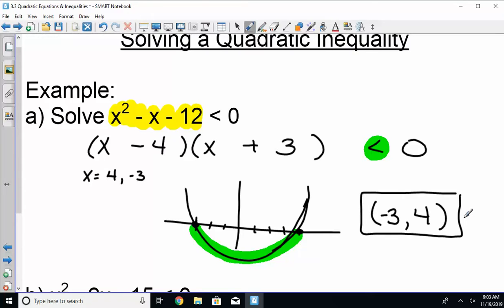So why did we have to go through the whole process of graphing and not just realize that -3 would come first? Because if this had been greater than 0, your answer would have been negative infinity to -3 union 4 to infinity. So it's just kind of that visual so you can see which part of the graph we need. Other questions?